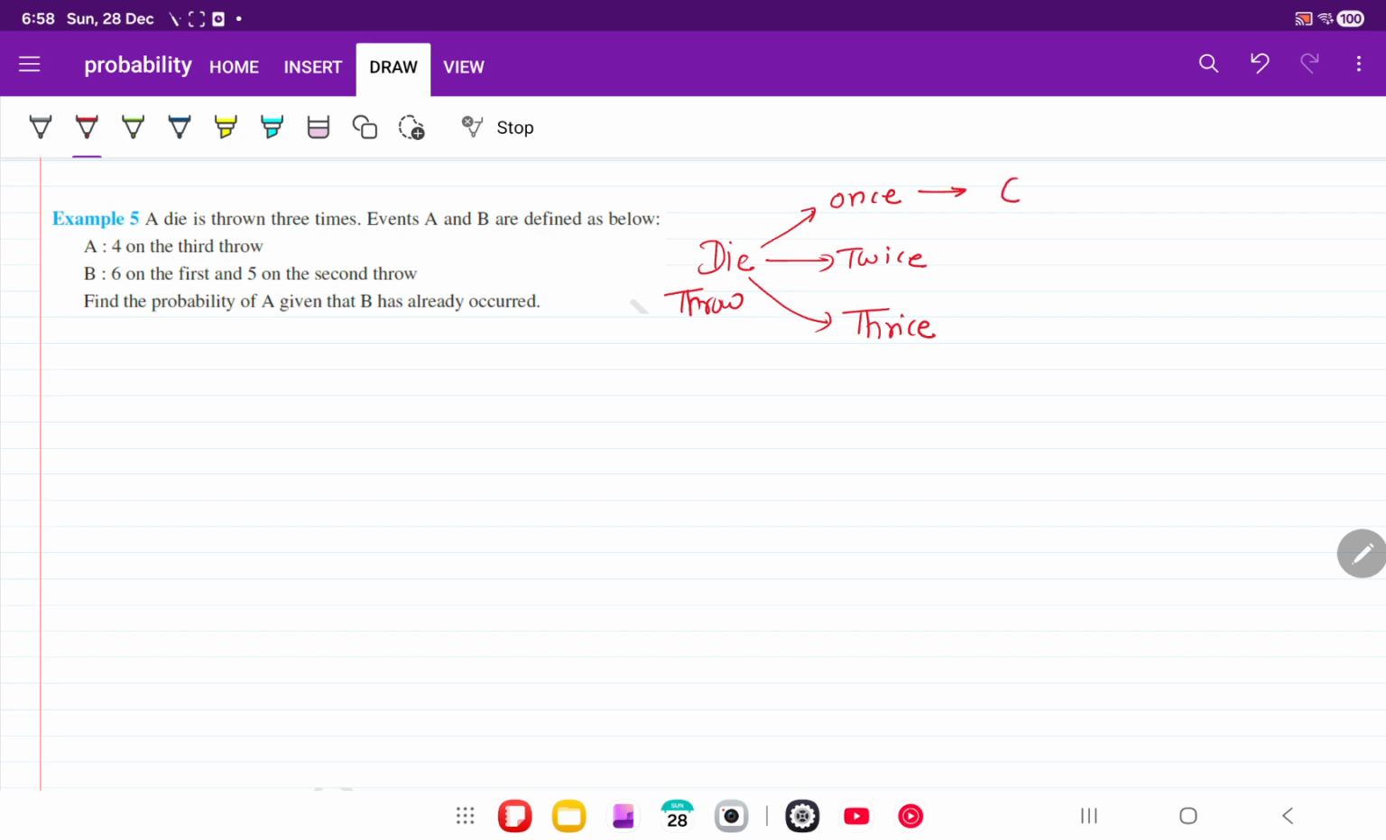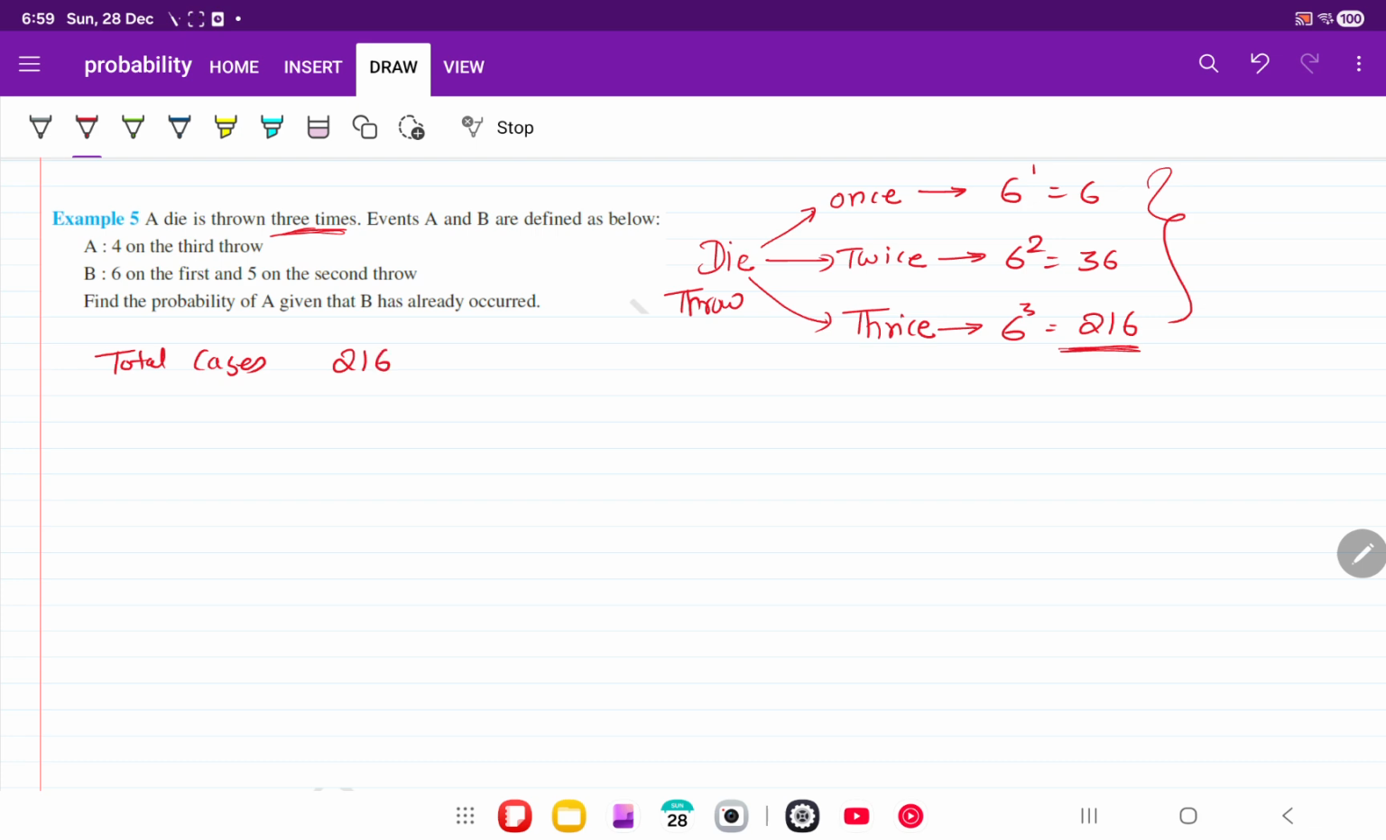You have to remember it. If you throw it once, only 6 cases are there, correct? If you throw twice, 6 squared, which is 36 cases. Thrice means 6 cubed, which is 216. So this you have to memorize. Here we will take 3 throws, so total possibilities are 216. So far it's okay.